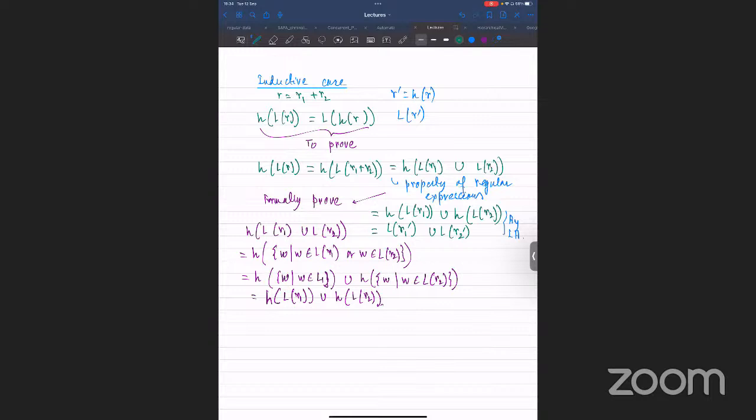So H of L of R is L of R prime is what we are going to prove here. H of R is the same as R prime. So by induction, R equal to R1 plus R2, and we are doing a structural induction. Hence we have H of L of R1 is L of R1 prime. You have this. Now what?